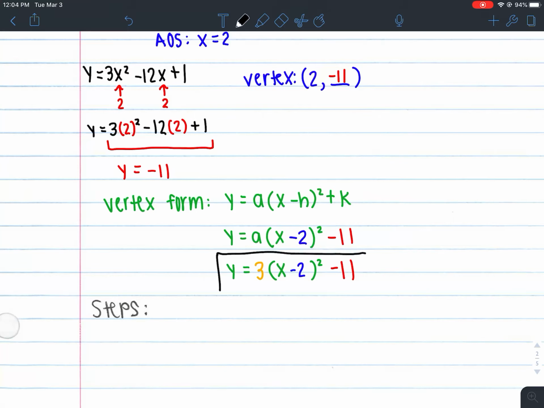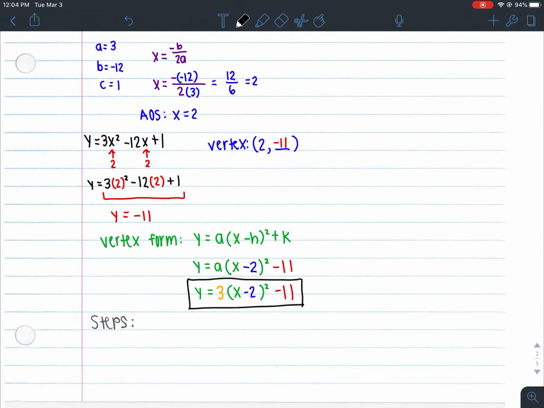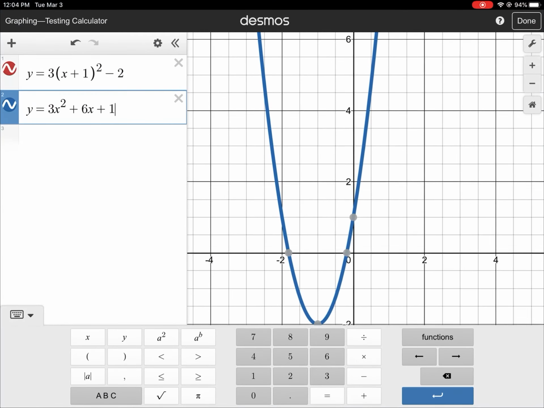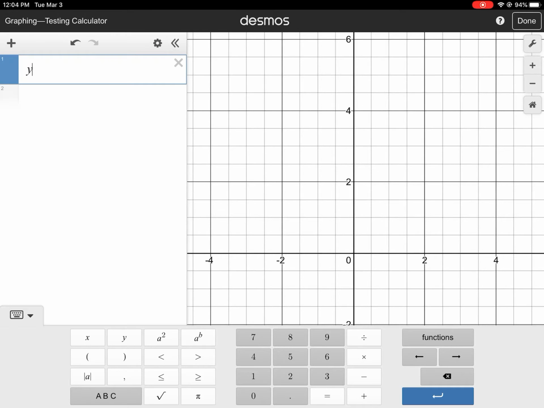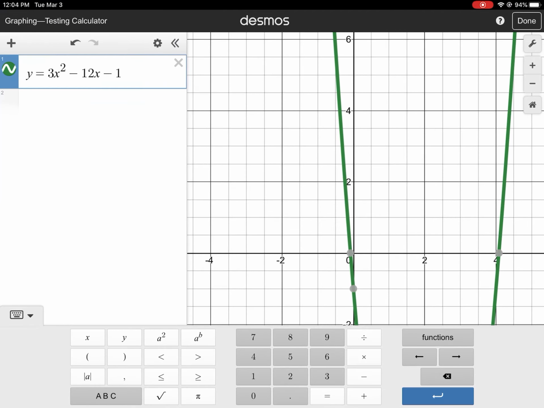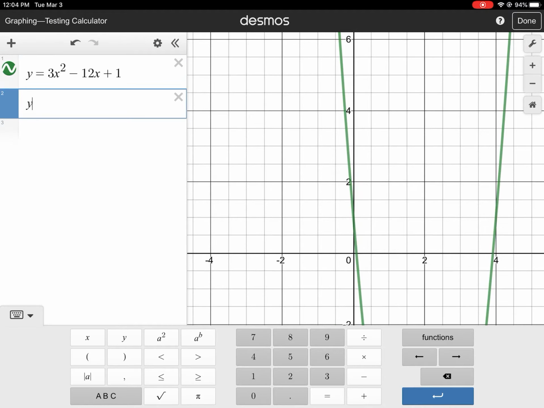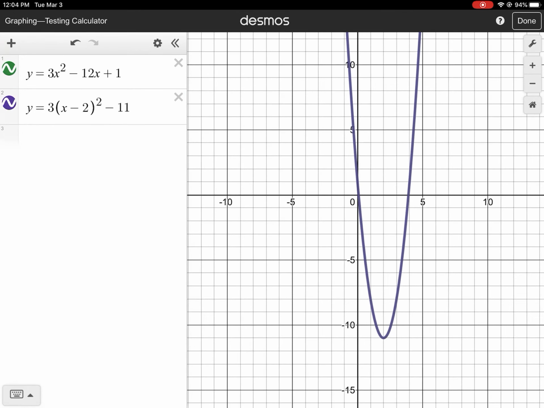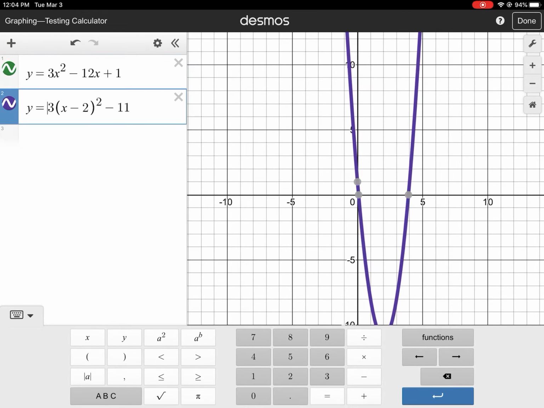Is this now in vertex form? Yes. So how can you check this to see if you're correct? Well, I'm going to use Desmos to check this. So the original equation I have is y equals 3x squared minus 12x plus 1. And then in vertex form, I have the 3 times x minus 2 squared minus 11. I'm going to zoom out a little bit. Are the green and the purple the same? They are. Remember, the green is what we started with, and the purple is what we ended up getting.